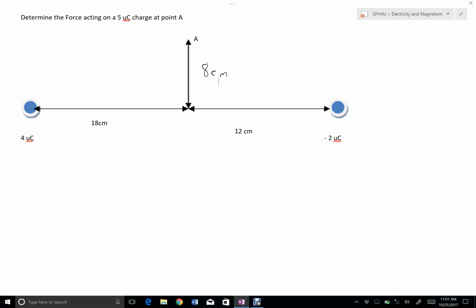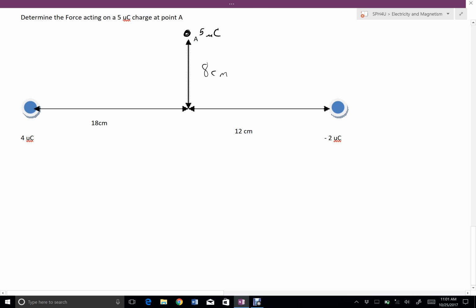We have a 5 microcoulomb object at point A, so that's there. And we've got a 4 microcoulomb and a negative 2 microcoulomb, and we have all these distances. So what we want to do is find the force acting on this little particle here. And I find when I'm doing these questions, it's useful to think of myself as standing at the particle that I want to find the force for.